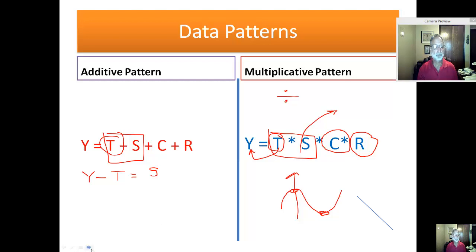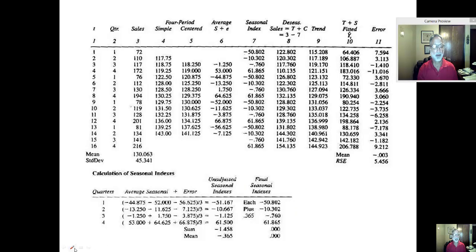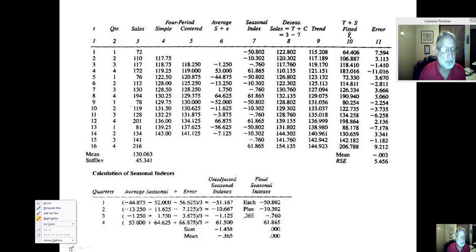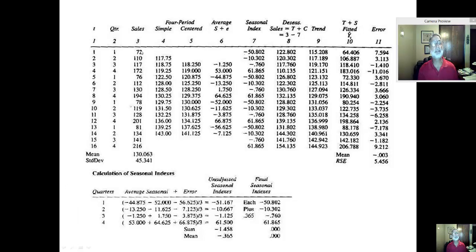So let's now take a look at how we're going to do that. If you will remember, the way we had it before, this is exactly the same data that we had before. Again, remember, we have 16 observations of this time series going back. It's quarterly data. These are the actual data points. Notice this 117.175 is exactly what we had before in terms of the 4-period moving average.